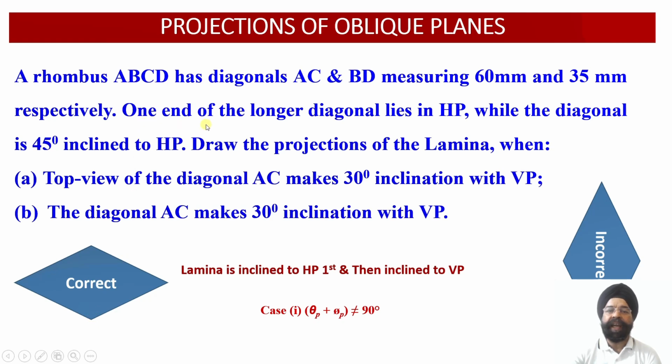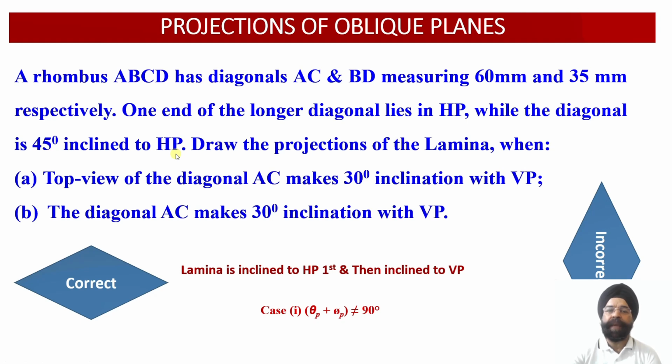Now one end of the longer diagonal lies in the horizontal plane, while the diagonal is inclined at an angle of 45 degree to the horizontal plane. So we have obtained that the first inclination of this lamina is with respect to the horizontal plane, and since the first inclination happens with respect to HP, we are going to assume that in the first iteration, this lamina will be either parallel to or contained by the horizontal plane.